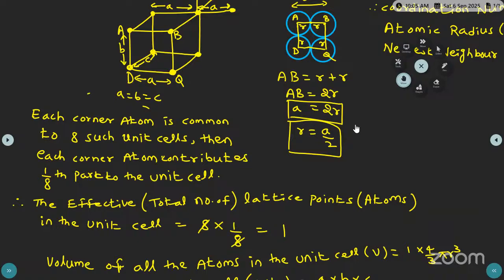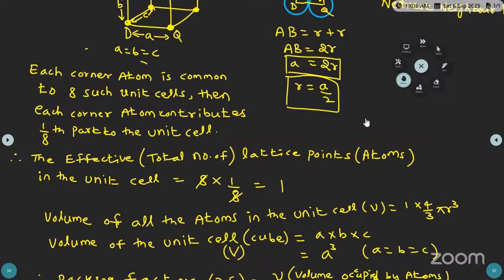As I mentioned, each corner atom is equally shared by how many such unit cells? My question is, Leon, each corner atom is equally shared by how many such unit cells? 8. Each corner atom is equally shared by 8 such unit cells. Each corner atom is shared by how many unit cells? It is shared equally by 8 unit cells. So each cell will get how much part? 1/8 part.